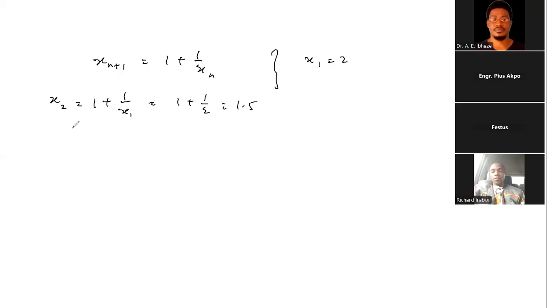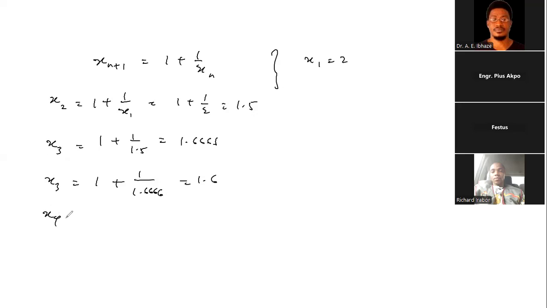So when s2 is now 1.5, what will be s3? That will be 1 plus 1 over 1.5. So this will give us 1.6666. Then x3 will be the same as 1 plus 1 over 1.6666, all the way. And this is going to give me 1.6.